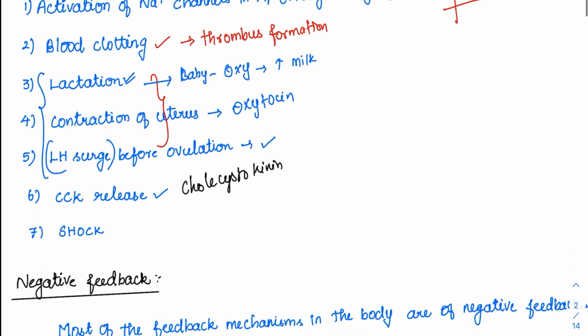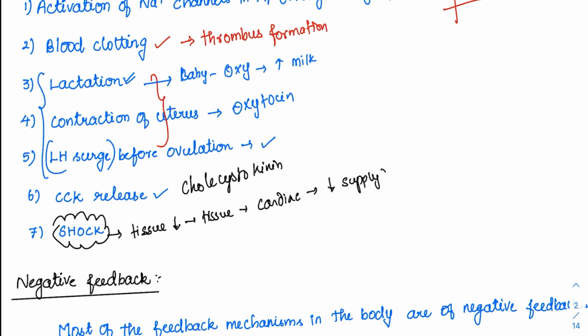And coming to the one positive feedback which is not so positive, it is negative or detrimental to the body. What happens in shock is there is depletion of the tissue supply of blood. So the tissue is getting less blood. So tissue injury will happen and even the cardiac tissue is affected. And when cardiac tissue is affected, there will be a further decrease in the supply. So this is happening as a vicious cycle. This is also called a vicious cycle and it is very detrimental to the person.